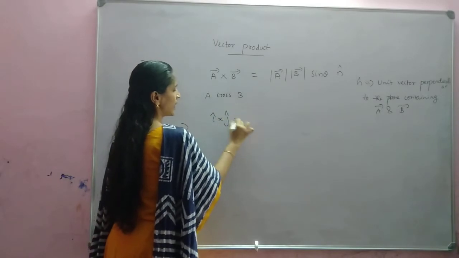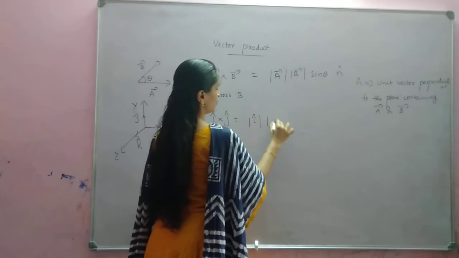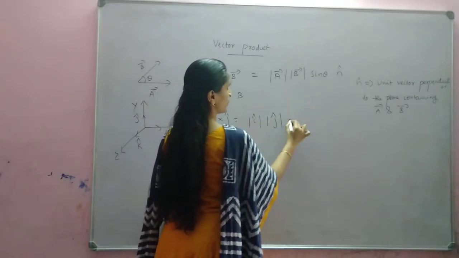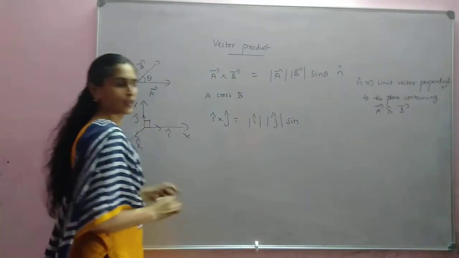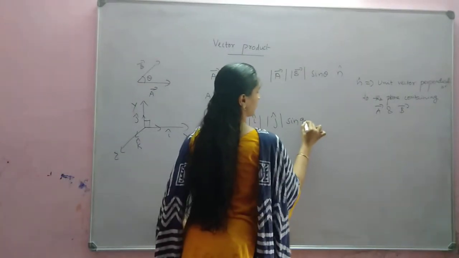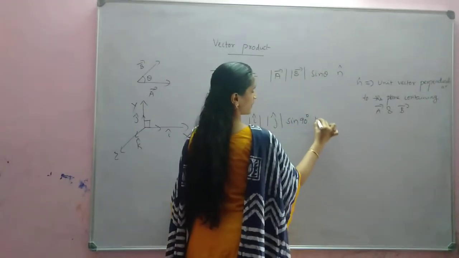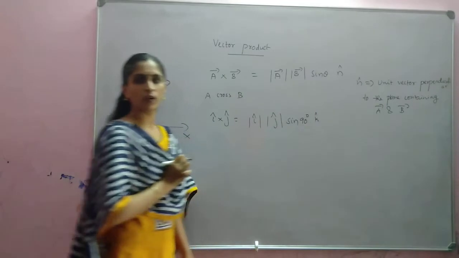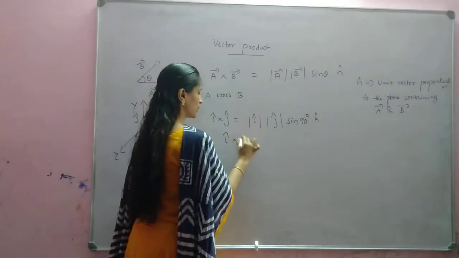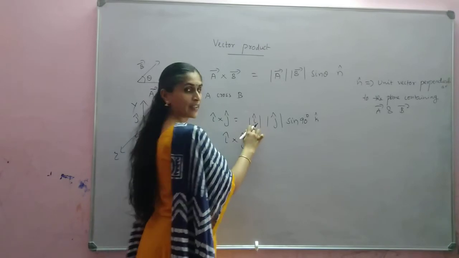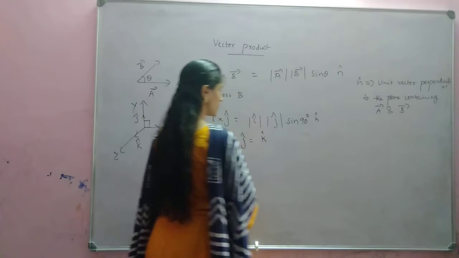We can write I cross J is equal to modulus of I into modulus of J into sin, what is the angle between I and J? It is 90 degree, into unit vector perpendicular to I and J, which you will get as K. So I cross J is equal to modulus of I is 1, modulus of J is 1, sin 90 is also 1. So we get I cross J is equal to K.